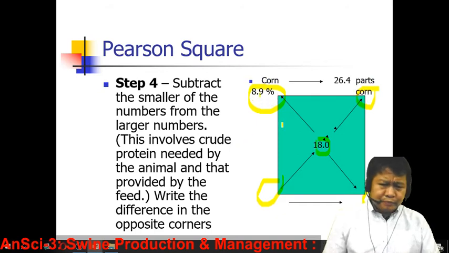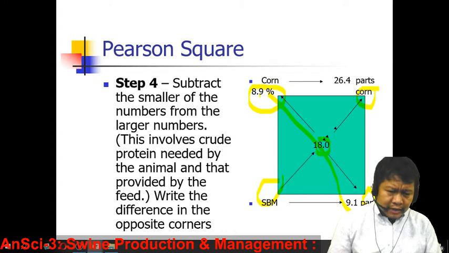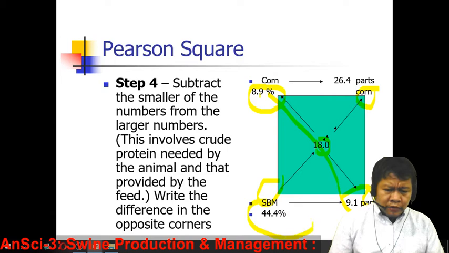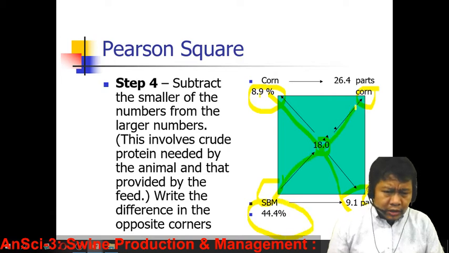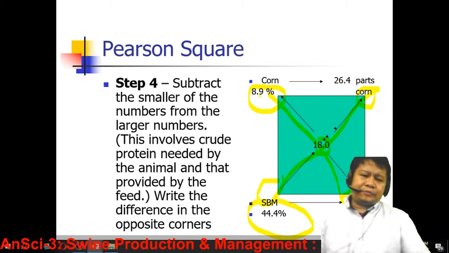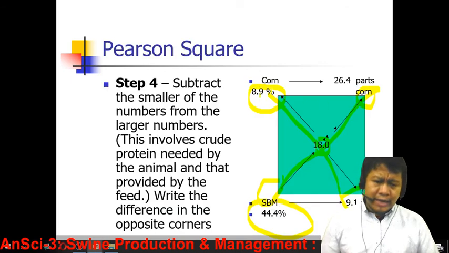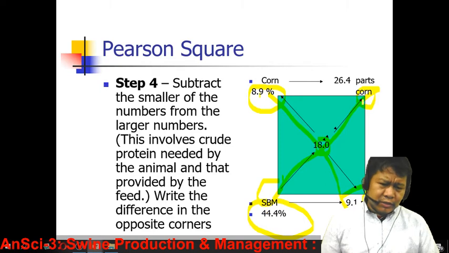Like that, for example. So 18 minus 8.9 equals 9.1. Then 44.4 minus 18 equals 26.4. So we subtract diagonally, and the answer is placed on the opposite corner. So we have it.